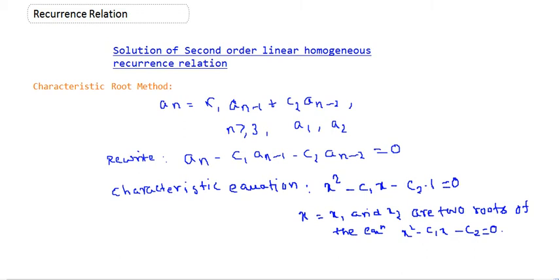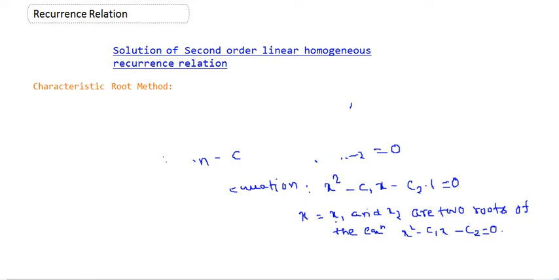If we find the two solutions x1 and x2 of this equation, we're going to write the general solution. Let me erase this first. So once we find the two roots of the equation, we have two possibilities: case 1 and case 2.